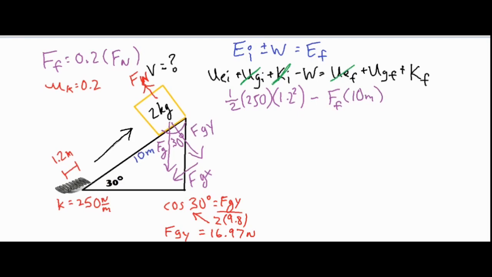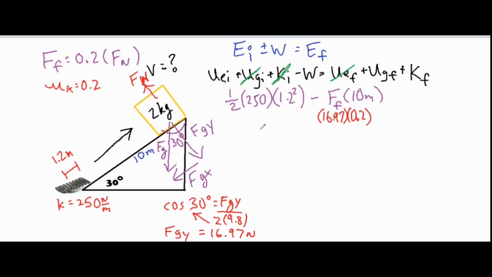So what we're going to do is plug in the value for the force of friction, and substitute this in for 16.97 times 0.2. Okay, so we're going to take our mu, which is 0.2, times the normal force we just got, and that's going to give us our force of friction. And then we're going to take our force of friction times our distance, and that's going to give us our work.